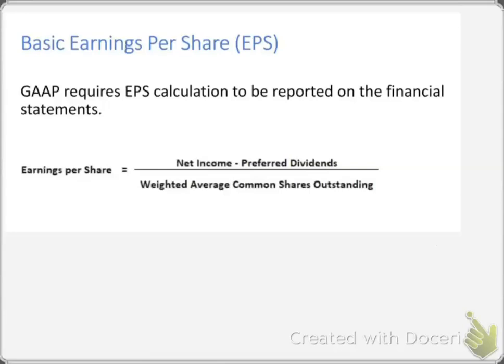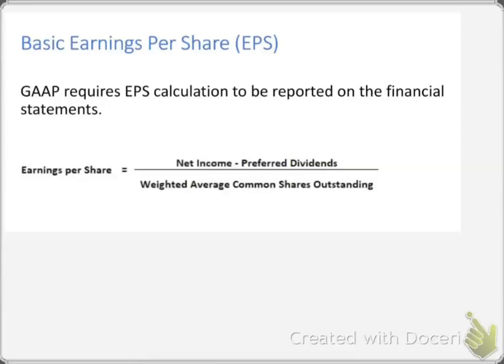In this video, we're going to look at a ratio called earnings per share. The formula for calculating earnings per share is earnings per share is equal to net income minus preferred dividends divided by weighted average common shares outstanding. And we'll talk about each of these components as we go through some examples.